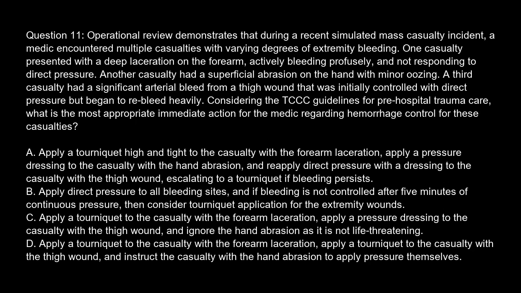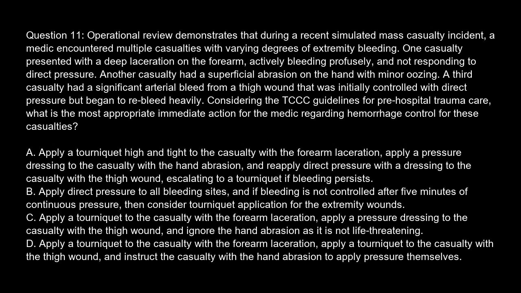Question 11. Operational review demonstrates that during a recent simulated mass casualty incident, a medic encountered multiple casualties with varying degrees of extremity bleeding. One casualty presented with a deep laceration on the forearm, actively bleeding profusely, and not responding to direct pressure. Another casualty had a superficial abrasion on the hand with minor oozing. A third casualty had a significant arterial bleed from a thigh wound that was initially controlled with direct pressure, but began to rebleed heavily. Considering the TCCC guidelines for pre-hospital trauma care, what is the most appropriate immediate action for the medic regarding hemorrhage control for these casualties?